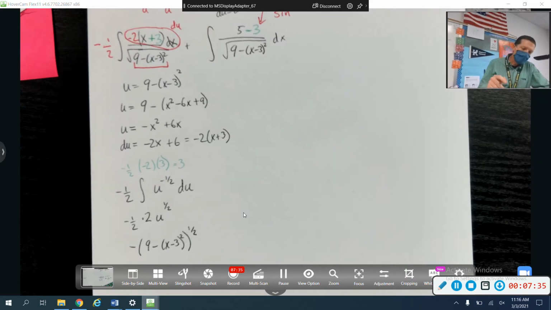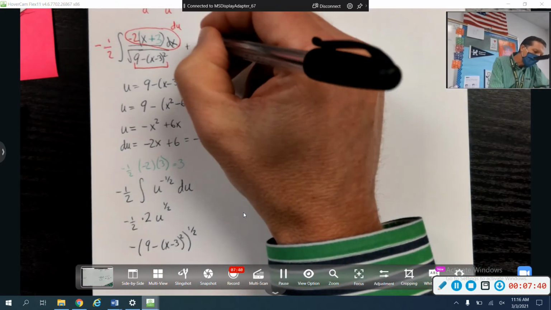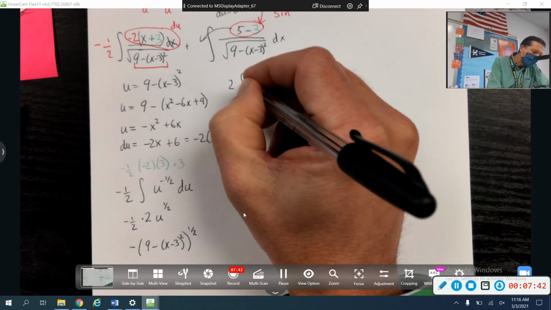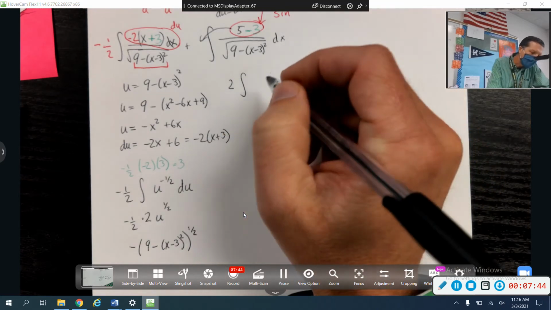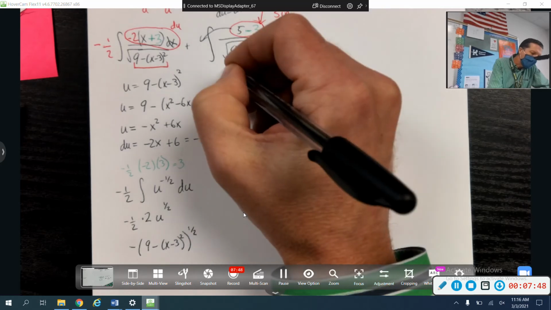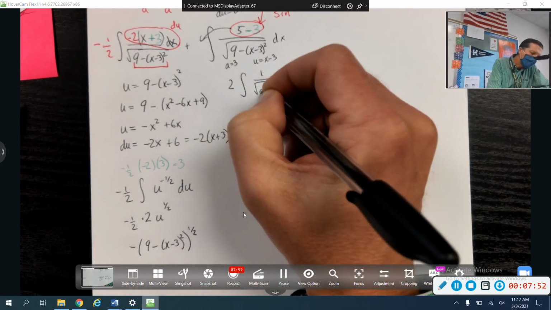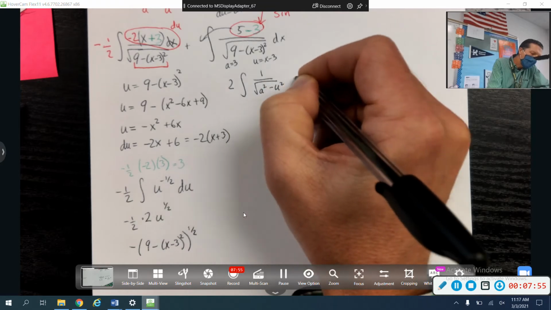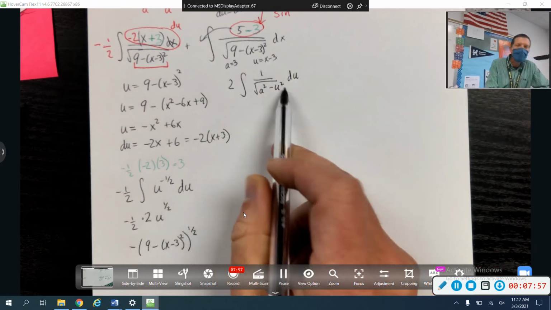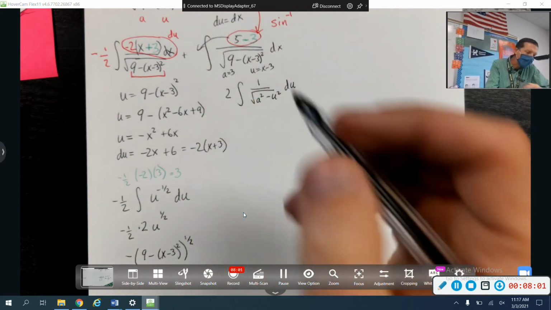Now back to the other one. 5 minus 3, I'm just going to move out front. So I've got the integral of 1 over square root of, let's see, a is 3, u is x minus 3. Some folks would skip this step because you already kind of got it written up there, and you might be okay to skip it.